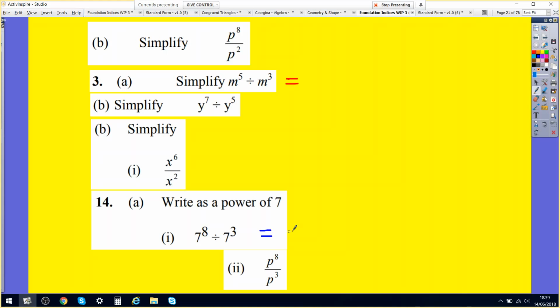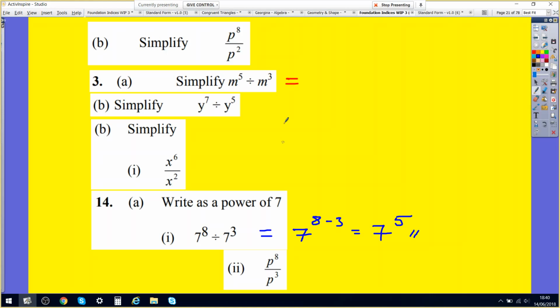So 8 and a 3 bit, would that be 2? No, so you copy the base, and so what is the base? 7. Yeah, and you subtract the powers. So 8 take 5. 3. Correct. So it's 7 to the 5. That's all it is. There are going to be 8 sevens on the top, 3 sevens on the bottom, and so if you take those 3 away, because they're going to cancel out the ones on the top, you get 7, 6, 5, and so you'll be left with 5 sevens in total.